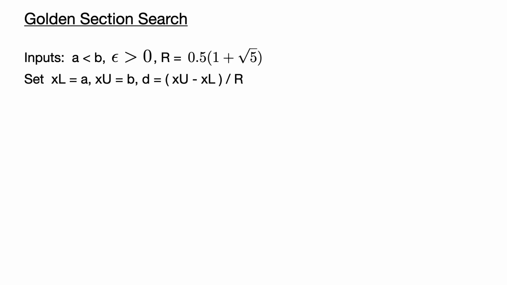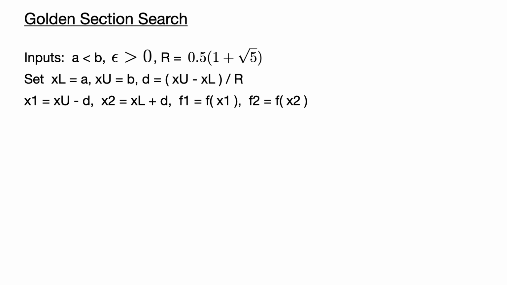Here's the golden section search in code. It accepts inputs A less than B, which define our interval of interest, epsilon greater than 0, which will be our error tolerance, and we immediately set the golden ratio R. We set XL equal to A and XU equal to B. XL is meant to be X lower, XU is meant to be X upper, and D is equal to XU minus XL, all divided by R. We subtract D from XU to get X1. We add D to XL to get X2. These are our candidate points.